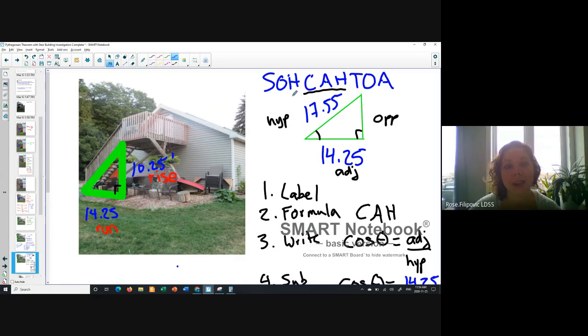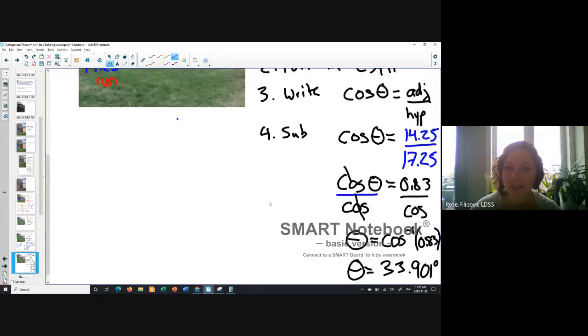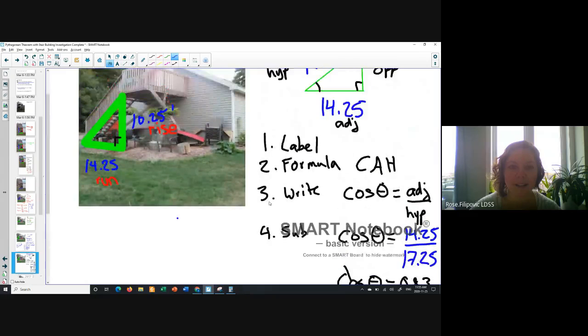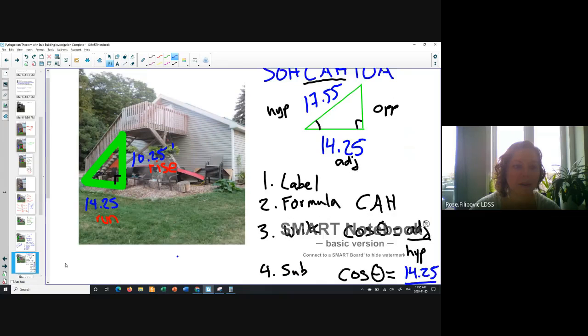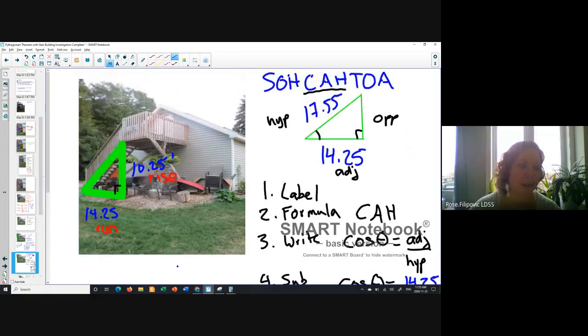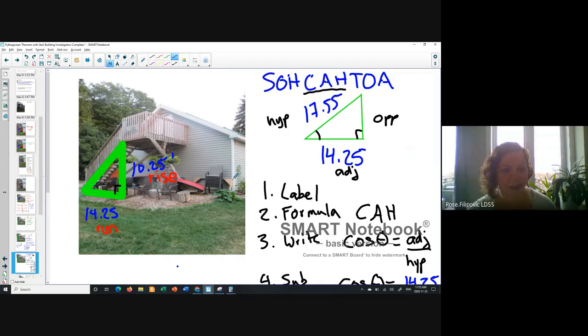Then we tried trig again. And we worked on a little bit of stuff that'll set us up for some exponent rules tomorrow, with the negative exponent, with cosine. But that's a lot of math. It's a lot to take in, that's for sure. So I hope that was helpful.